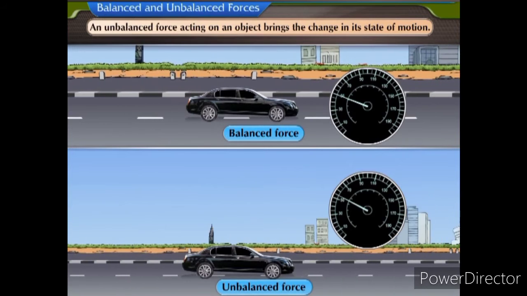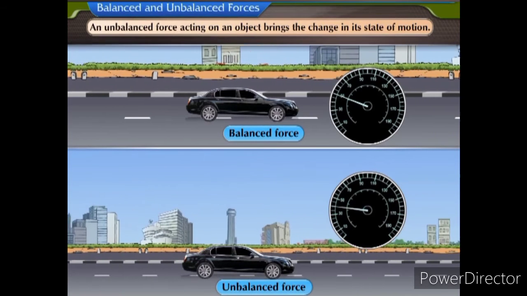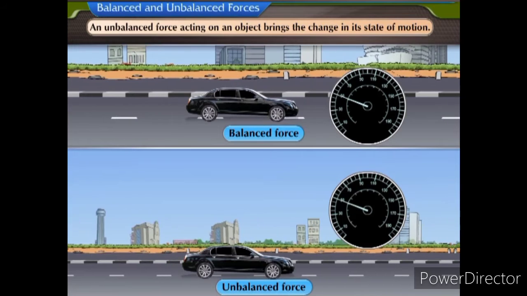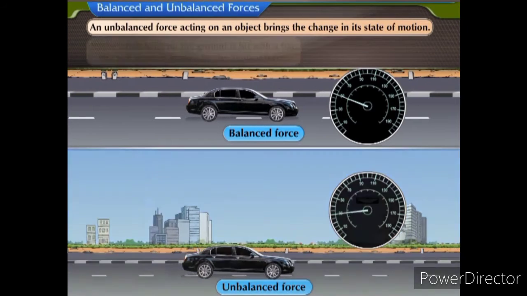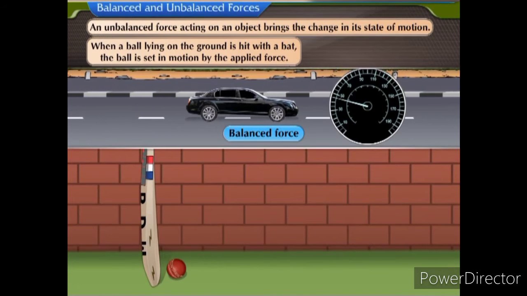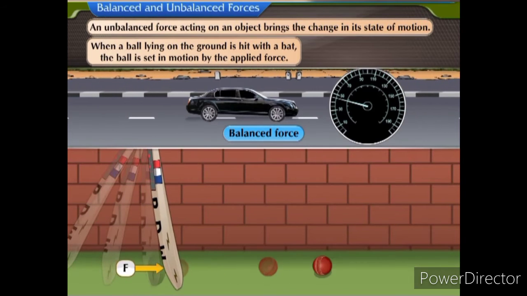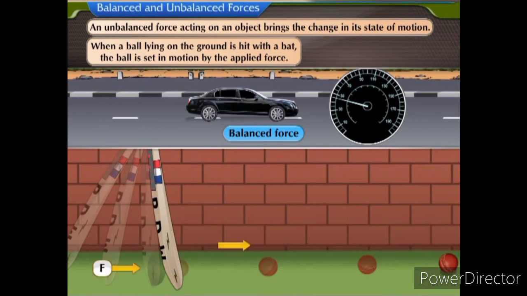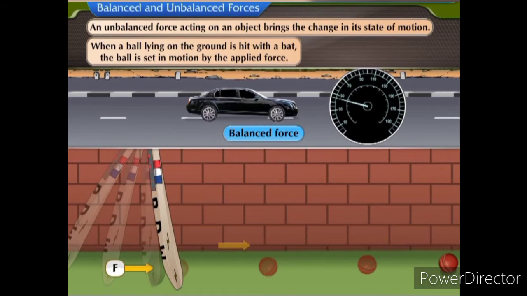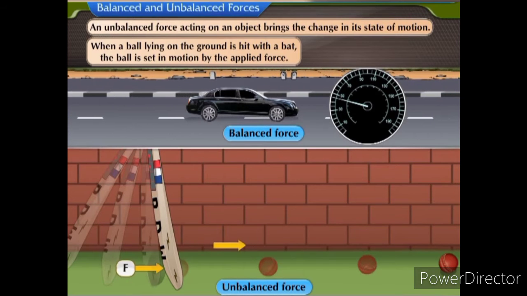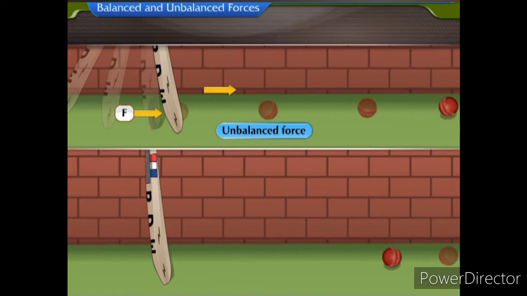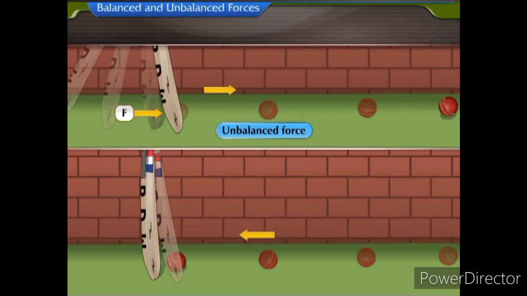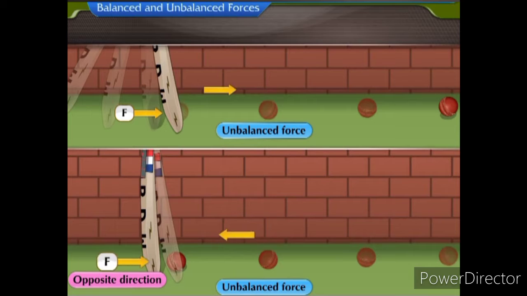But an unbalanced force acting on an object brings a change in its state of motion. When a ball lying on the ground is hit with a bat, the ball is set in motion by the applied force. The force exerted by the bat on the ball is an unbalanced force. When we stop the ball in motion, we apply an unbalanced force in the opposite direction to decelerate the ball and bring it to rest.